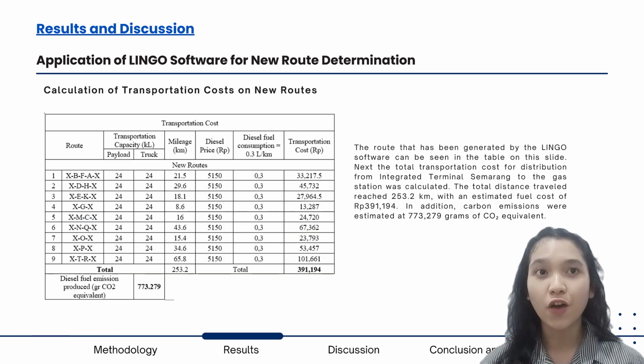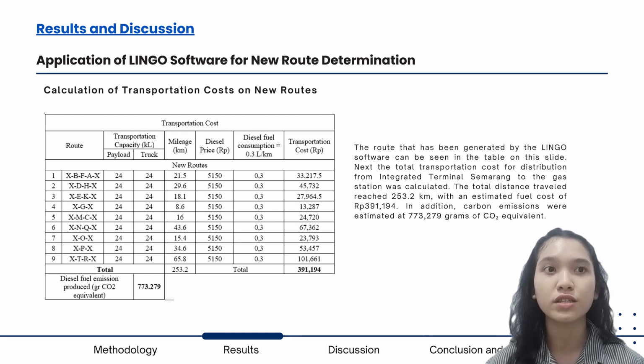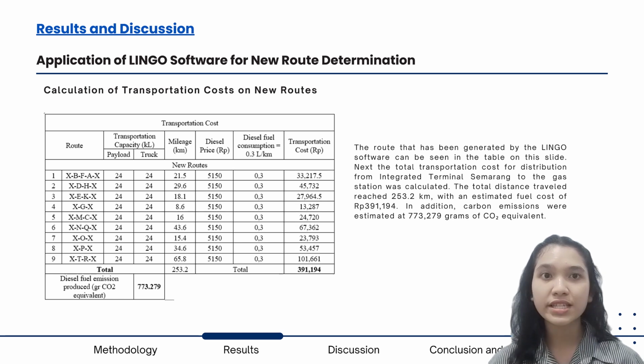Next, calculation of transportation costs on new routes. The route generated by the Lingo software can be seen in the table on this slide. Based on the calculation, the total distance traveled for distribution is 253.2 kilometers. With this distance, the estimated fuel cost required for distribution is approximately 391,119 rupiah. Additionally, the carbon emission produced is estimated to reach 773,279 grams carbon dioxide equivalent.